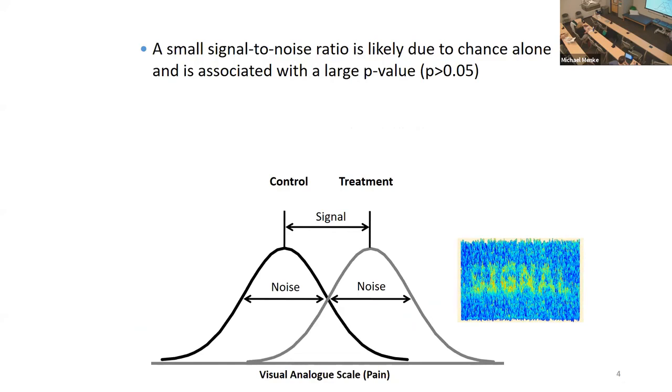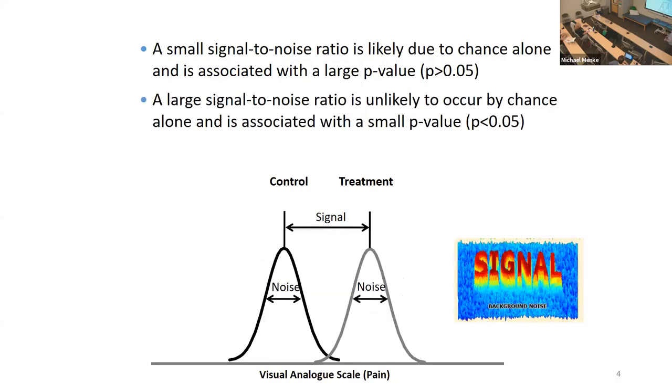So this is an example of a small signal to noise ratio, where the signal, the distance between the means of the two groups, is approximately equal to the background noise within groups. That would be where it's very hard to detect the signal relative to what's going on in the background. This is what we hope to find, a large signal to noise ratio, which yields a small, significant p-value. So we want to find something that looks like this.